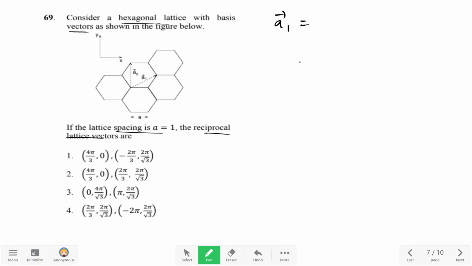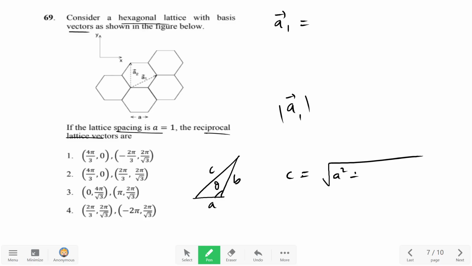To get the magnitude of vector A1, we can use the law of cosines. What is the law of cosines? If we have a triangle and we know the sides a and b and the angle between them, then we can find the side length c. c is equal to root of a square plus b square minus 2ab cos theta. This is the law of cosines.